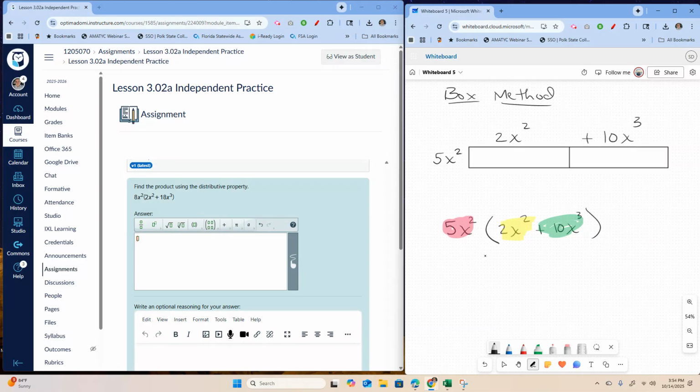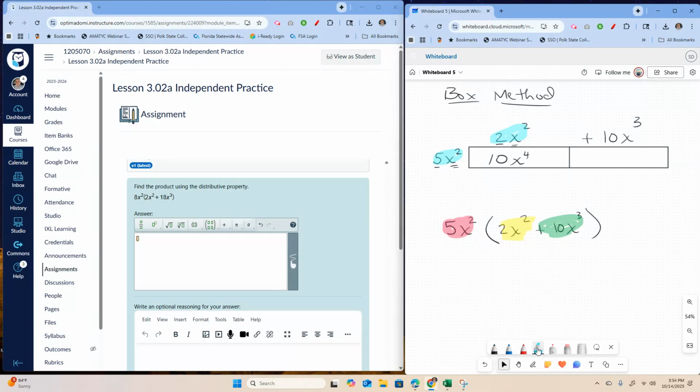And then what I'm going to do is multiply, okay, let me change the color here. I'm going to multiply the 5x squared by the 2x squared. So you multiply the number with the number, so 5 times 2 is 10. And now you multiply the letters with the letters. So I'm multiplying the x's. I keep the x, and I'm going to add the exponents 2 and 2. So when you add them, you get 4.